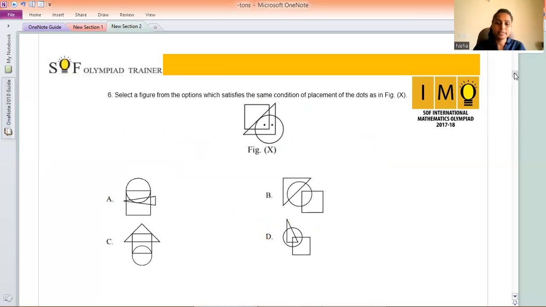Okay. Now question number 6. Select a figure from the options which satisfy the same condition of placement of the dots as in figure X. Now focus on this point. This point is in the common portion of circle, triangle, and square. So in option number A, I can place the dot here, right?